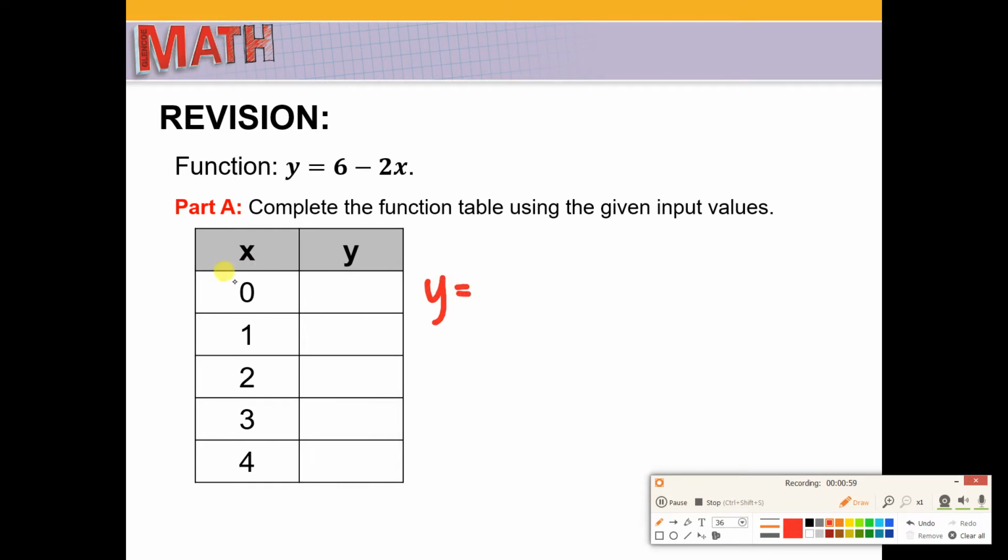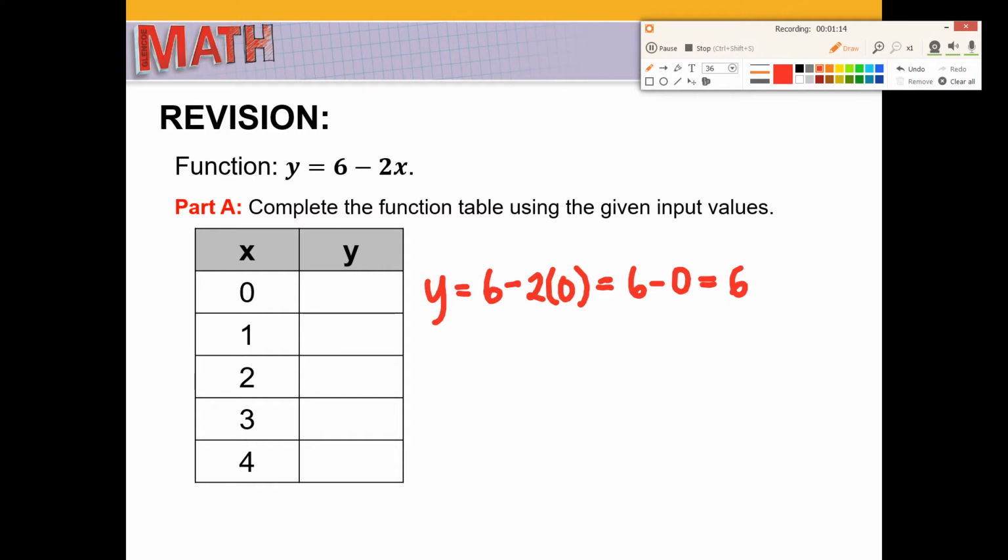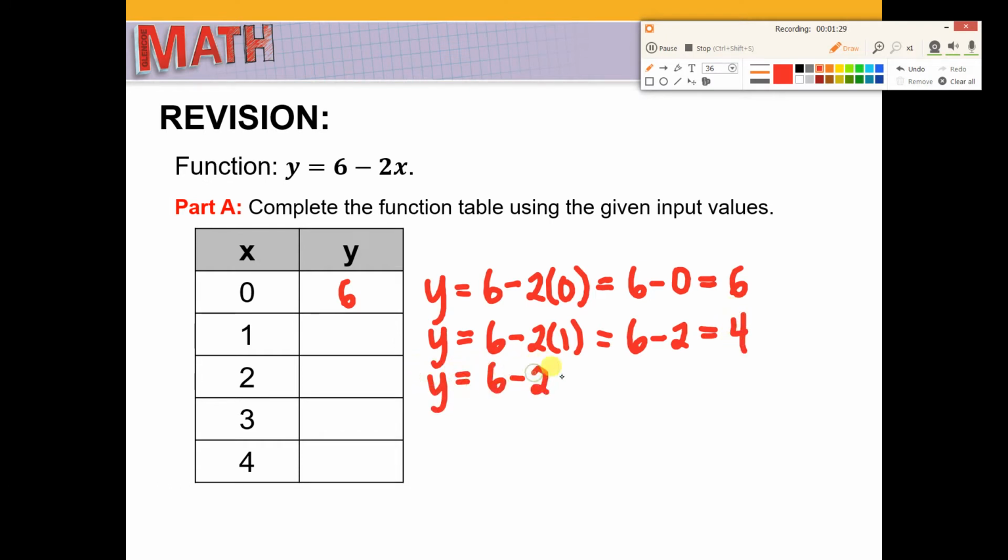If x is equal to 0, then we have to exchange this to 0. We will have 6 minus 2 times 0, which will be 6 minus 0, which will be 6. Okay. For the second one, we will have 6 minus 2 times 1, which will be 6 minus 2, equal 4. Then we have 6 minus 2 times 2, equal to 6 minus 4, which is 2.